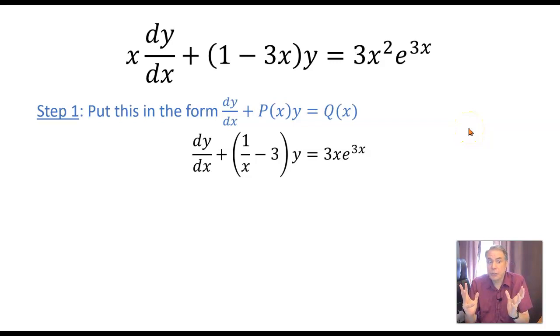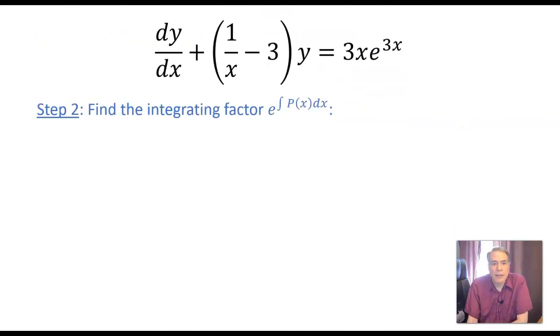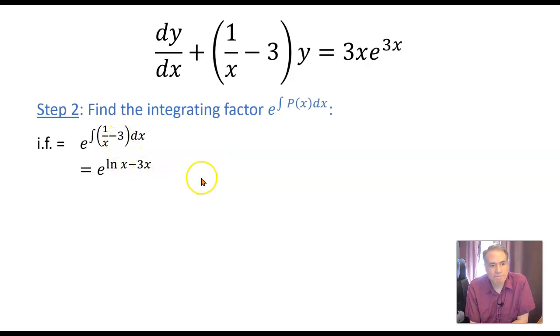Now, do you remember step 2? Step 2 is to find the integrating factor that we have to multiply through by. And that integrating factor we get by finding an antiderivative of the thing in front of the y, the coefficient function that y is being multiplied by, and then taking e to that for the integrating factor. So here that's going to be e to the integral of 1 over x minus 3 dx. So the antiderivative of 1 over x would be ln of x, minus the antiderivative of 3 would be 3x. And so we got e to the ln of x minus 3x.